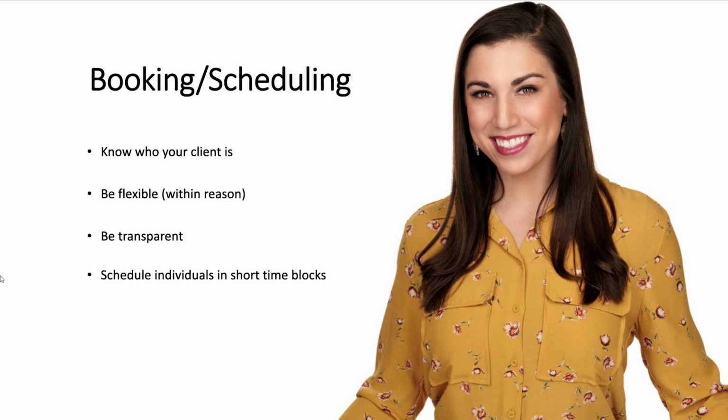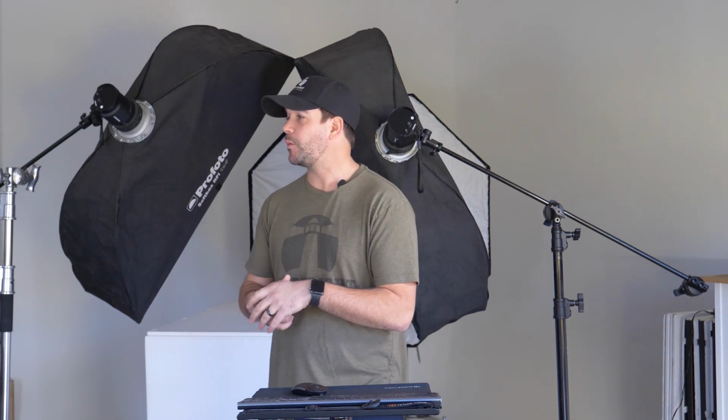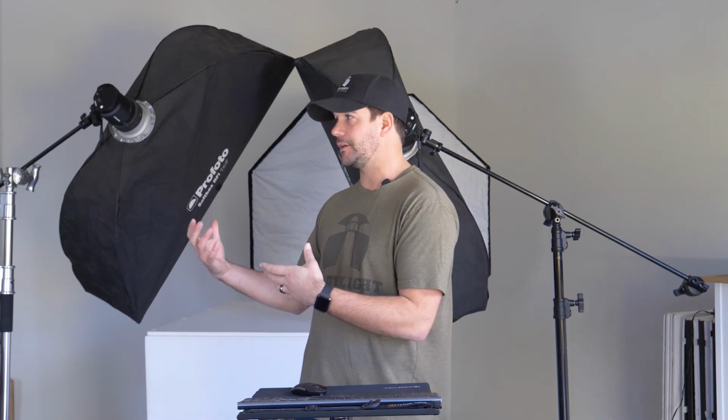One thing that helps me, especially with shooting volume headshots, is scheduling individuals in short time blocks. This might be like a 3 to 5 minute block to make sure you get enough time with each person, while also making sure people aren't eating up too much of your time. Because that will happen. Somebody will come in and they'll try and take 15 minutes out of your time. So having these predetermined blocks also helps.